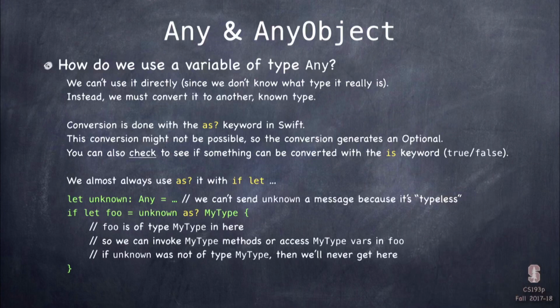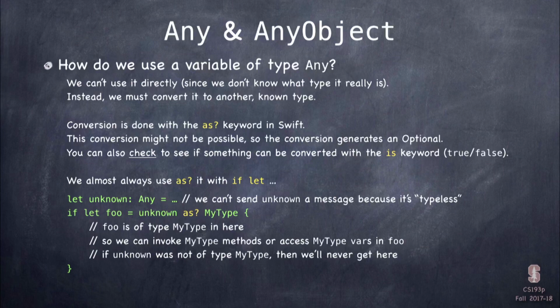Here's an example. It's best learned by example. Let's say I have a var called unknown, which is of type Any. So I don't know what's in it. It could be anything. And I think that the thing in unknown might be of type MyType. I'm not sure, but I think it might be. So I'm going to say if let foo, which is a new variable, equal unknown as? MyType, then inside there I can send messages to foo that MyType understands. So I've just converted unknown into a new variable of type MyType, if possible, by using as.